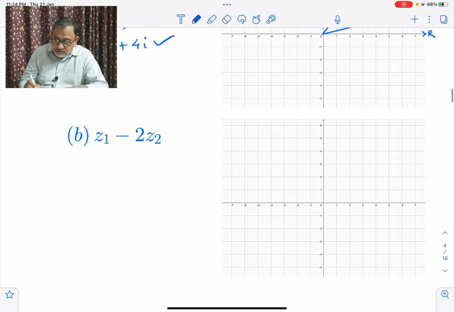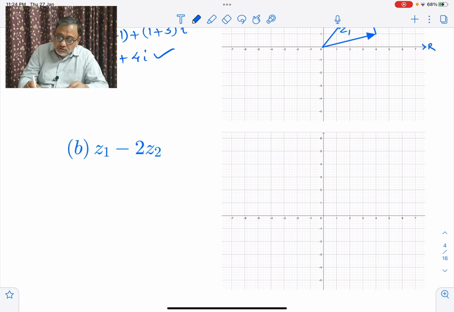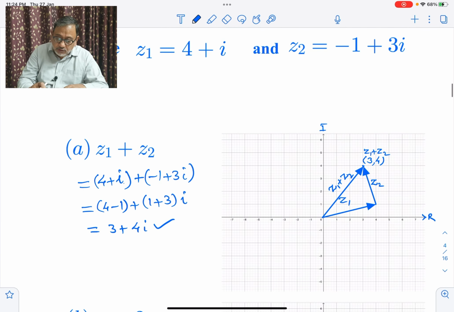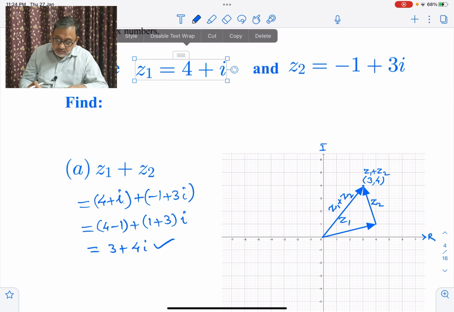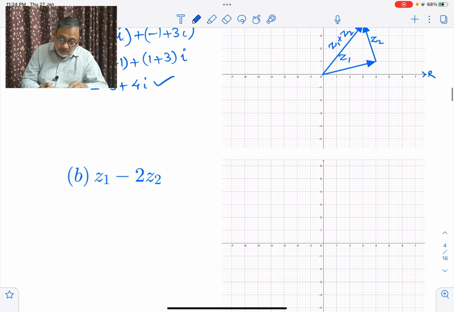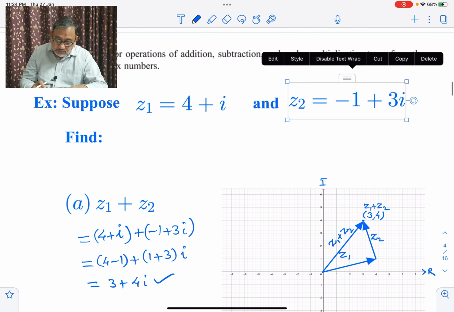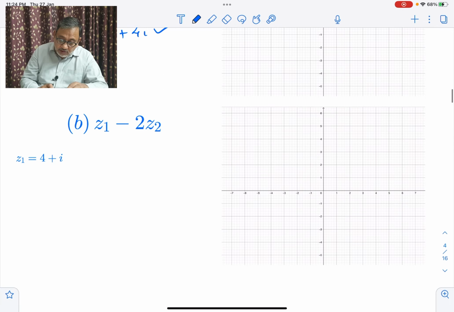Now the second part of it I have to show you. So z1 minus 2 z2. Okay. So z1, first I will represent z1. Now look here, what is z1? z1 is 4 plus i. Let me copy it here for our convenience. Yeah, z1 is here, and I will copy z2 also so that it is ready with us. Yeah. So these are z1 and z2.